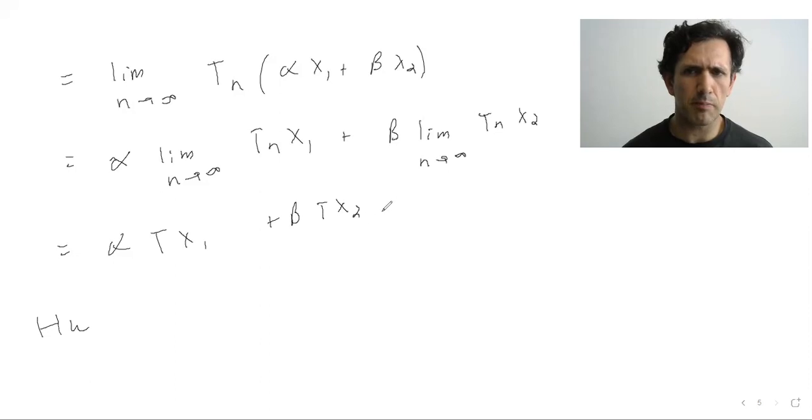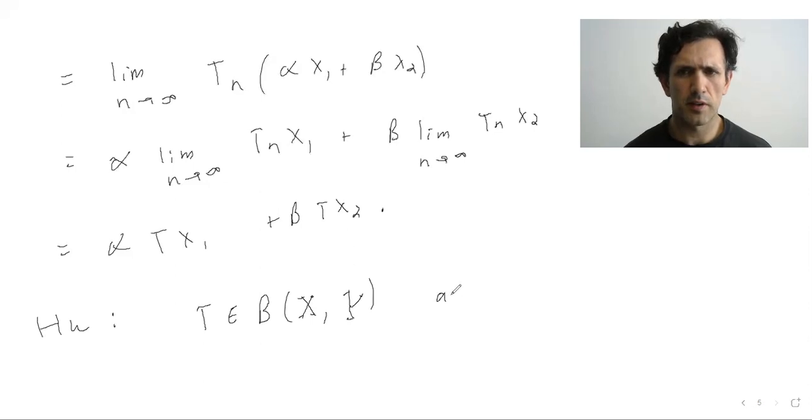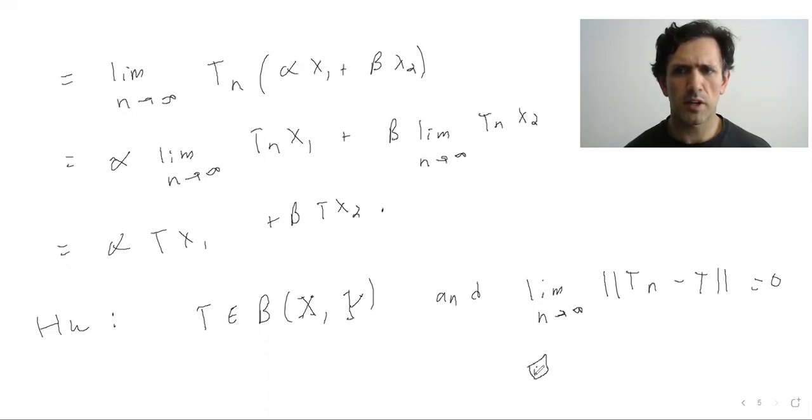Okay, so to finish up will be for homework. In particular, homework will be that T is itself actually a bounded linear map, or sorry, that it's bounded. We proved it's linear. And I'll let you prove that this equals 0. So in particular, Tn does converge to T.